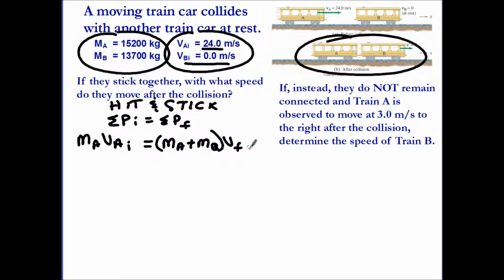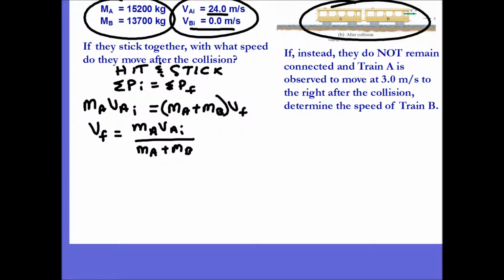Now I'm looking for what that speed is, that V final, so it becomes relatively easy for me just to divide both sides by MA plus MB. So MAVA initial is the numerator. In the denominator, I have the sum of those two masses, and that would be V final. Now I'm not going to bother writing all those numbers in here for this example. It's just a quick computation.